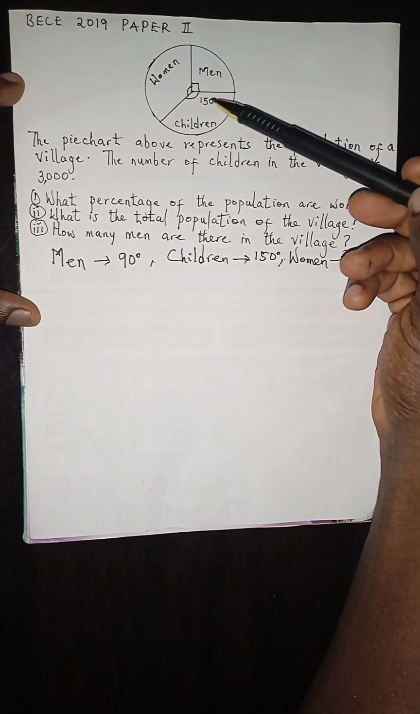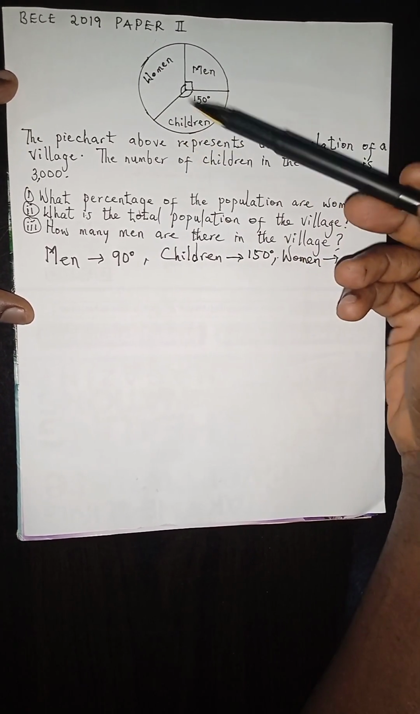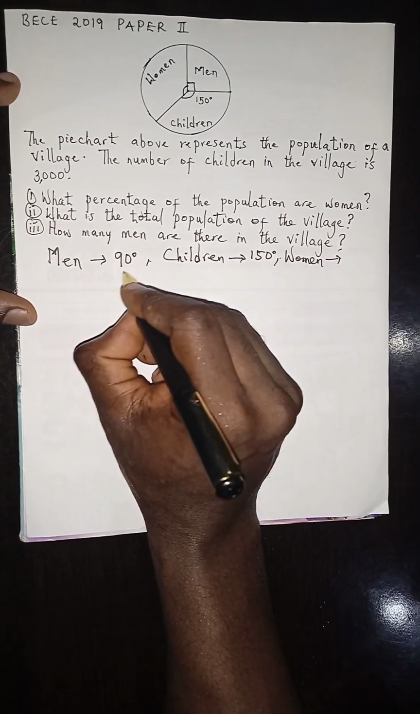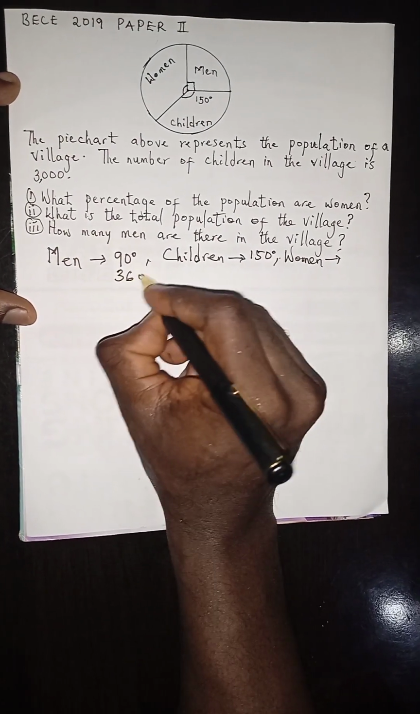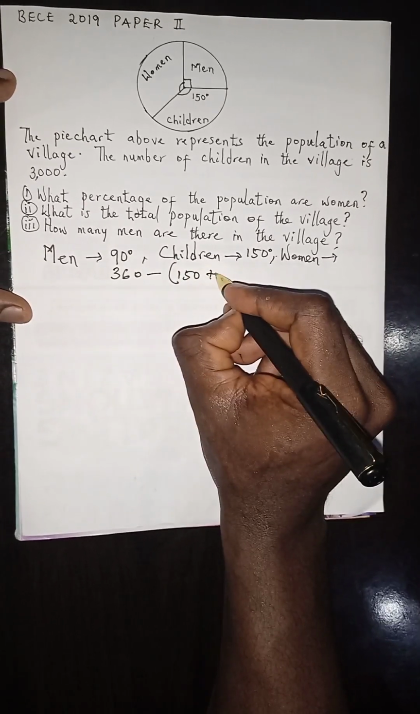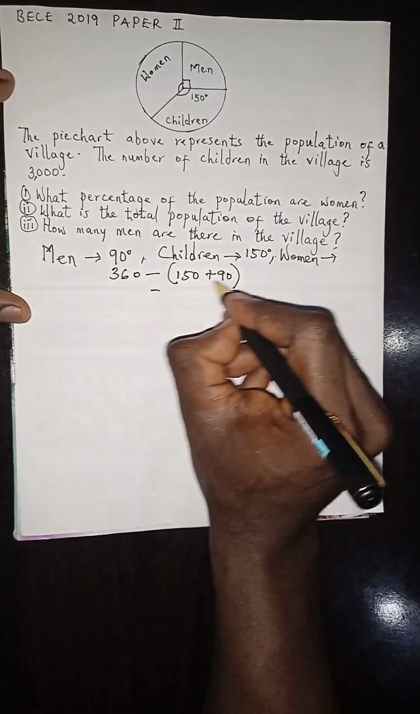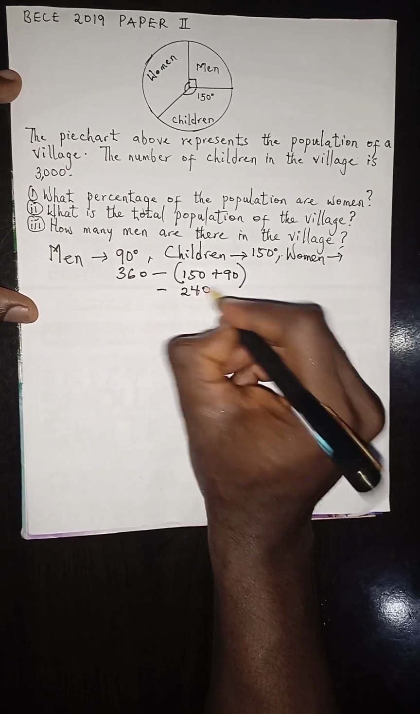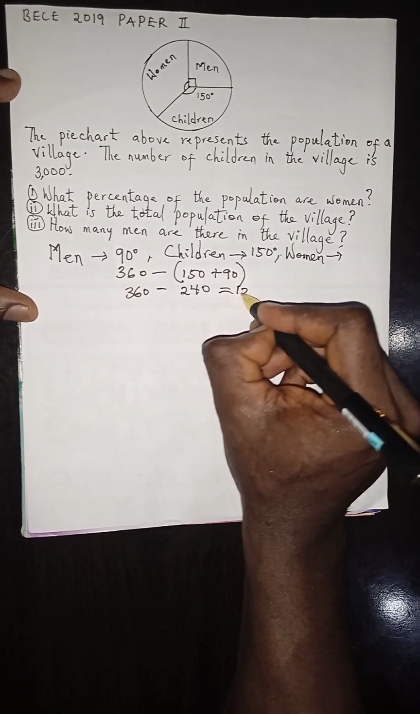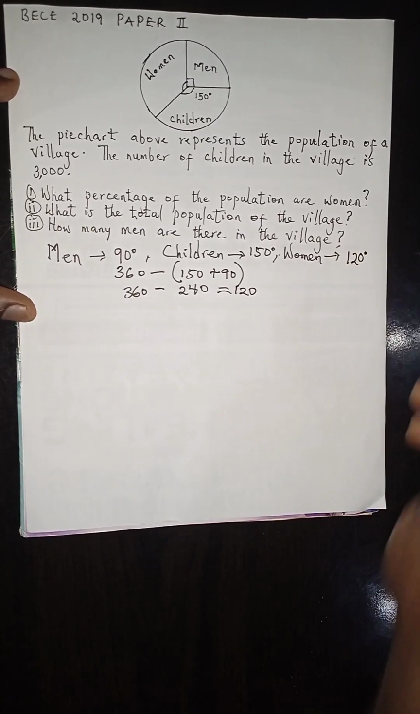So since we have 150 and 90, I'm simply going to add the both of them and subtract from 360, and that's going to give me 360 minus (150 plus 90). That's going to give me 240 subtracted from 360, which is simply 120. Therefore, women is 120 degrees.